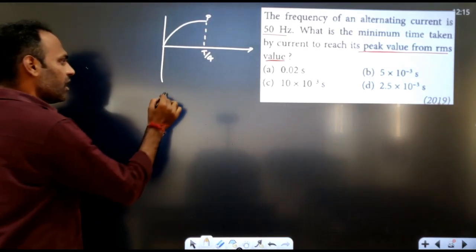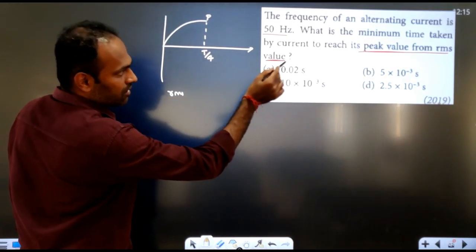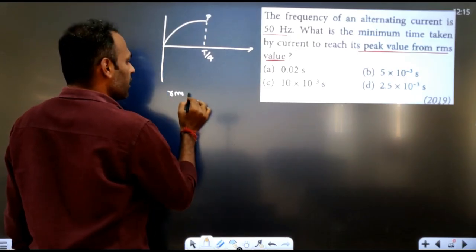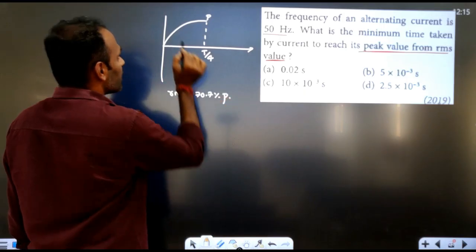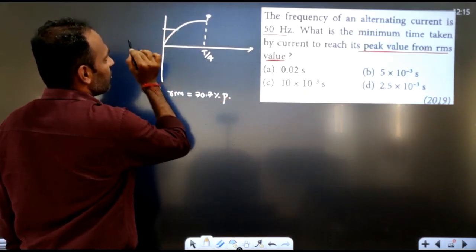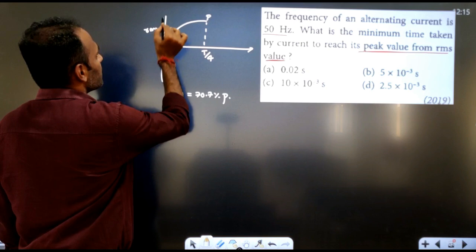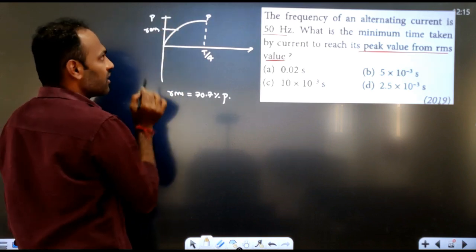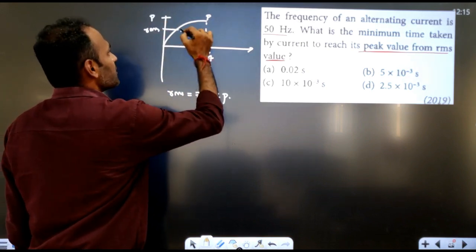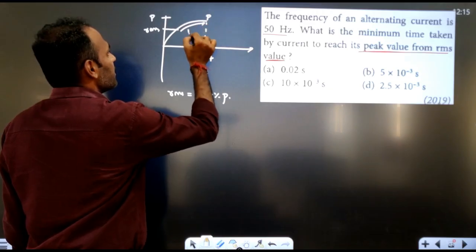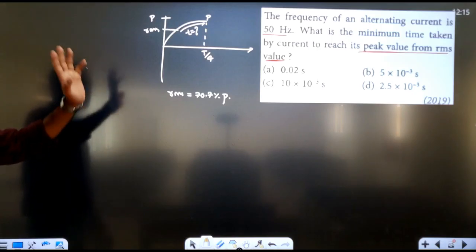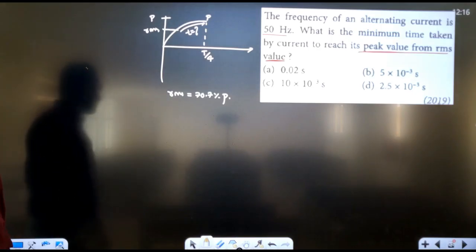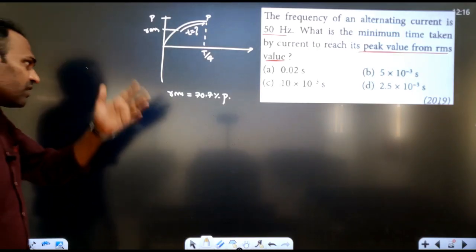And we know very well, RMS value is 70.7% of peak value. So RMS value will come here. This is RMS. This is peak value. Correct? So what are they asking? How much is the time from RMS value to reach peak value? Time taken to reach from RMS to peak value. That is what they are asking. Okay, so let us calculate.